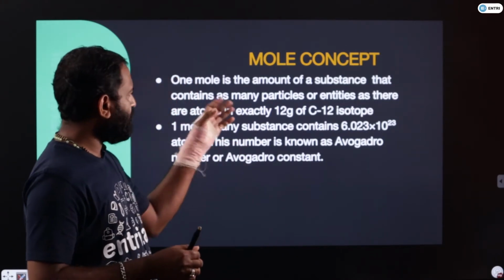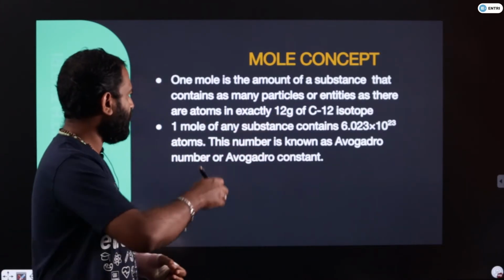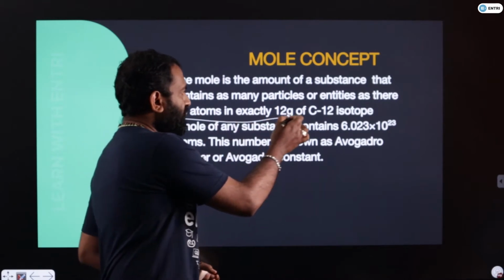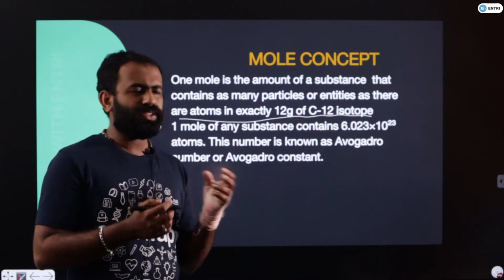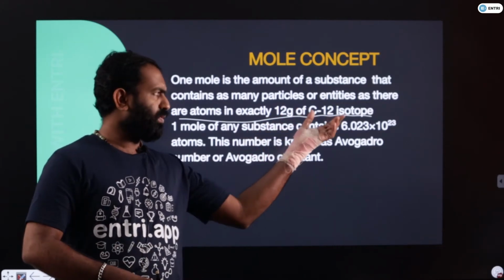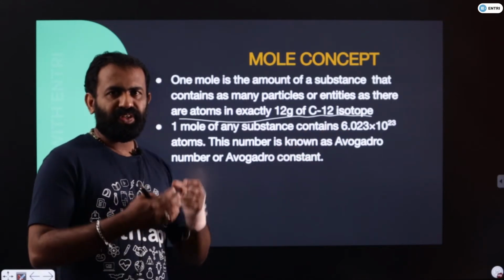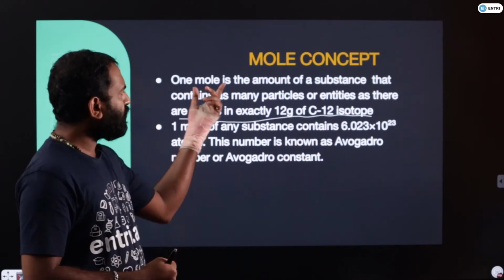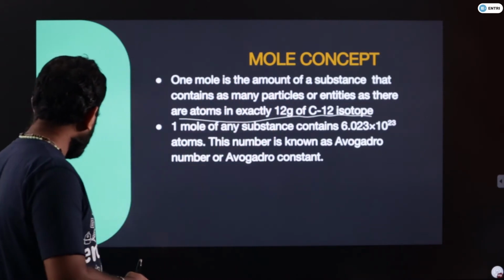The definition of a mole is the amount of substance that contains as many particles or entities as there are atoms in 12 gram of carbon 12 isotope. So the 1 mole definition is based on 12 gram of carbon 12 isotope. If we take 12 gram of carbon 12 isotope, it contains Avogadro number of atoms. So the amount of substance taken for getting this Avogadro number is defined as 1 mole.